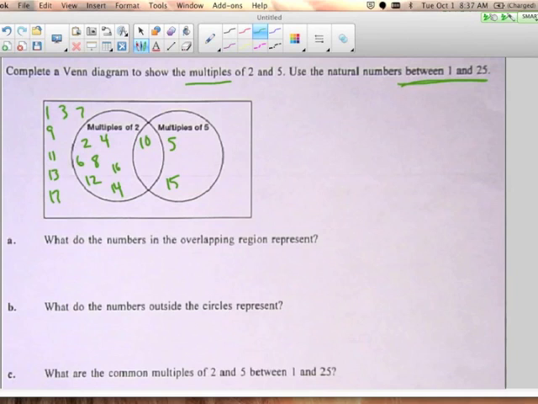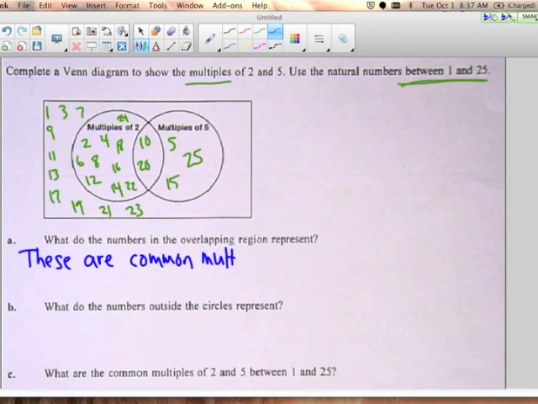So I'm just going through each of the numbers because when it says between 1 and 25, I have to include all numbers from 1 to 25. I scored this as 4 points. 1 point for all of the numbers that were outside of the two sets, 1 point for all of the correct numbers in the multiples of 2, 1 point for all of the correct numbers in the multiples of 5, and 1 point for all of the correct common multiples. And that's the overlapping region. And those are the common multiples of 2 and of 5.